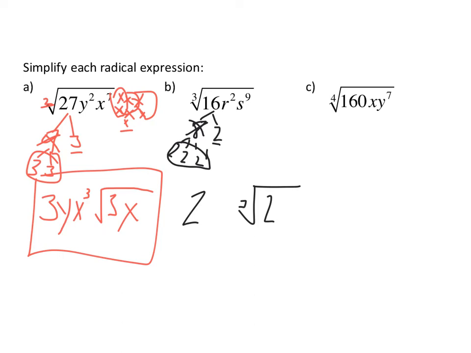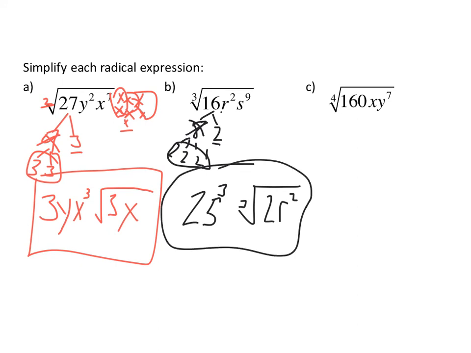Now I'm looking for groups of 3. I have 2 r's, so I don't even have 3 r's to make one group. So I'm just going to have to leave that r squared behind. Same thing, I'm looking for the s's. I have 9 s's. Well, 3 goes into 9 3 times, so it's going to be s cubed. And there's my answer.